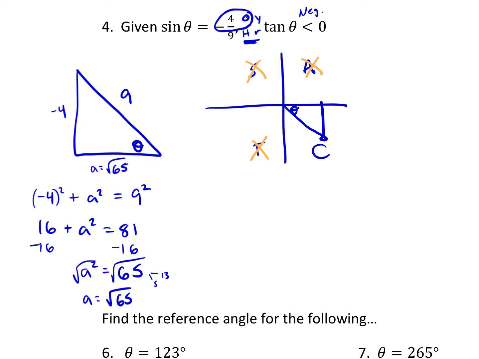My point is here. This is like my XY point. Would my X be positive or negative? Positive, because we go to the right. We go in the positive direction. So square root 65 is going to be positive. And then my y, we already said was -4. And our hypotenuse is 9, or the r is 9.